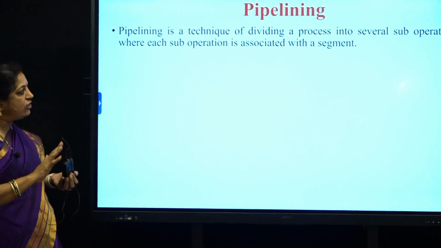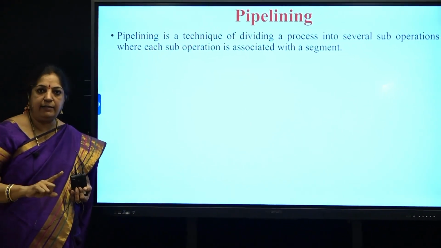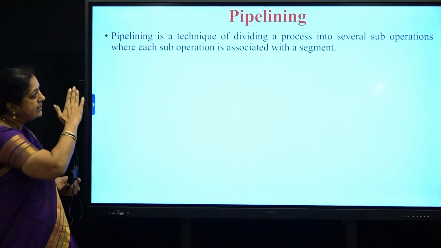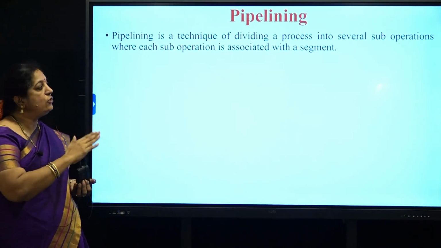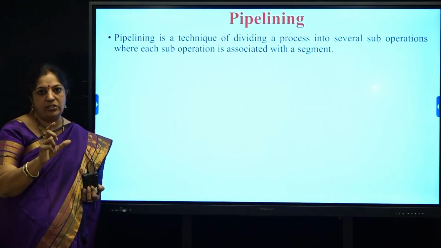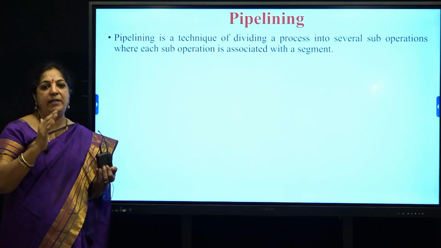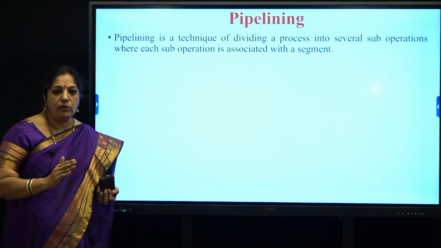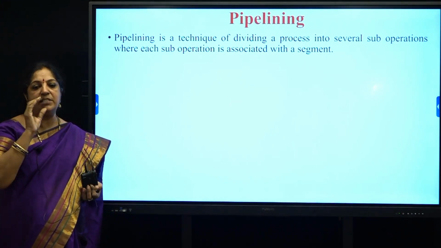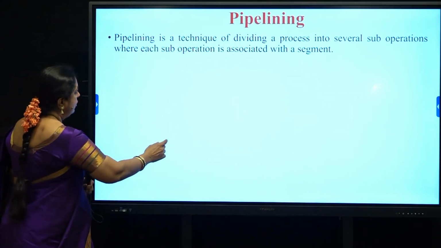Now let us see what we mean by pipelining. Already I told you, pipelining is a technique that takes one process, whatever process you are taking, and divides it into several sub operations. When we take any instruction or operation and perform it as a whole, it will be difficult. So we divide it into small parts, and sometimes it is possible to execute these parts in parallel. So let us see.